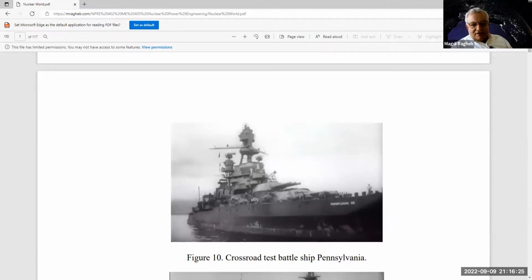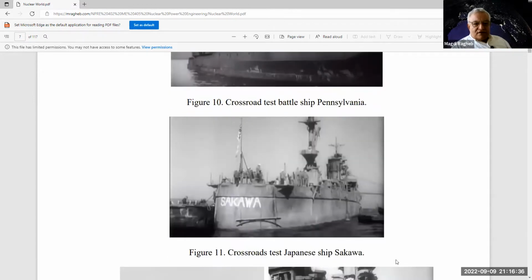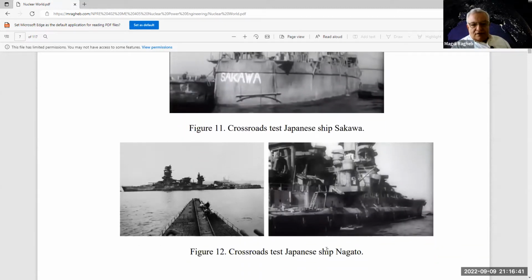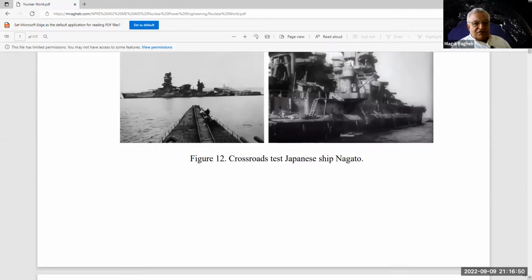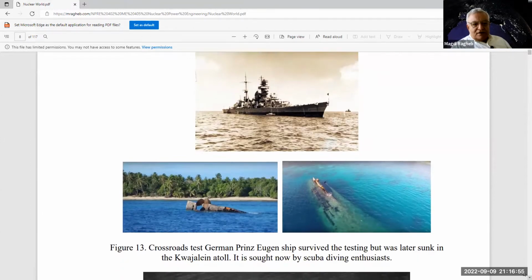Just historically here, that is a battleship that was too old to be used, obviously. Pennsylvania was also among the 96 ships. That's a Sakawa, that's a Japanese ship. And here, that's a Nagato. The Nagato was the largest cruiser ever built, huge, built by Japan. This is Prince Eugene, I think that's a German ship, and it sank there in the atoll. And you could see the propeller of the ship here.